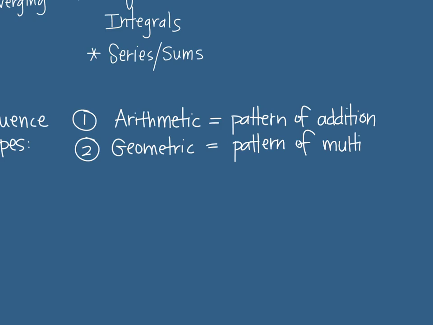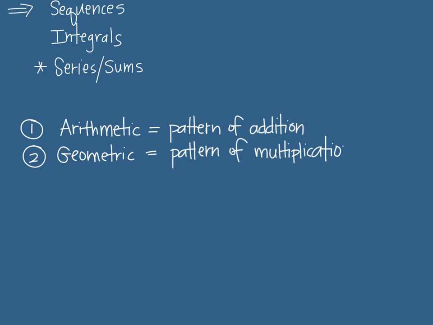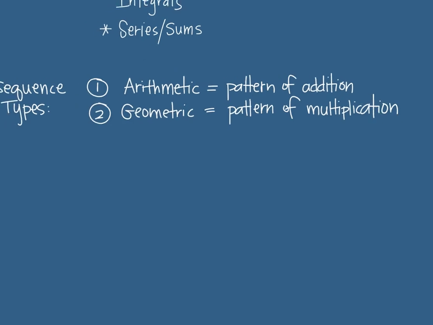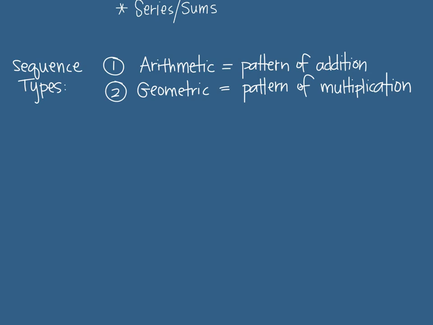So what do you do with a pattern of subtraction? Exactly. Subtraction is also arithmetic because it's just adding a negative number. What do you do with division? Division is the same as multiplying by the reciprocal, right? So it doesn't matter. You don't need a special one for subtraction and division. Subtraction is addition and division is multiplication. So those are the types of sequences.